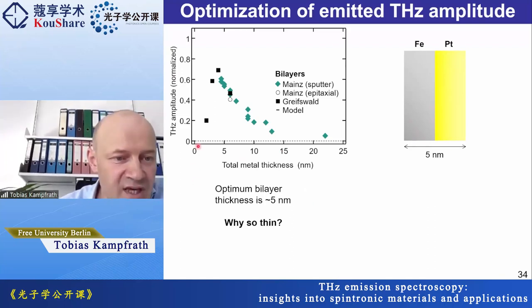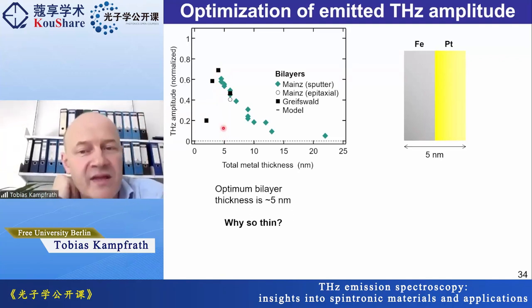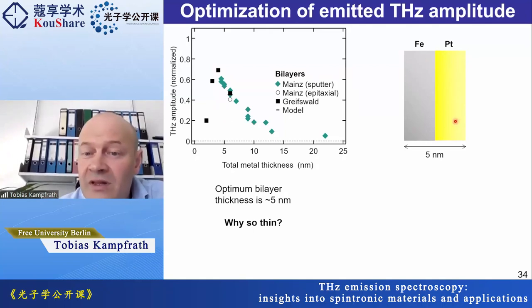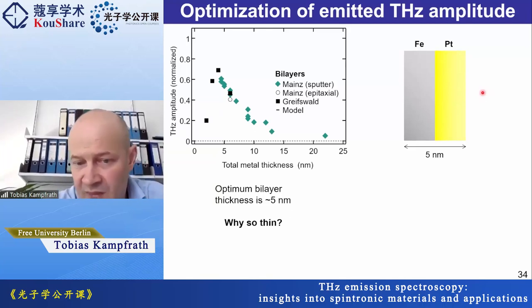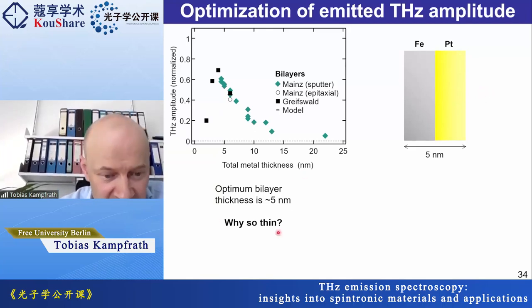And you see, interestingly, that the maximum terahertz emission amplitude is obtained for a thickness of 5 nanometers. And that's a little bit unexpected, because usually in non-linear optics, you get more amplitude the thicker you make your non-linear optical material. But here, it's a bit unexpected. We get most of the amplitude for a very thin layer of only about 5 nanometers thickness.